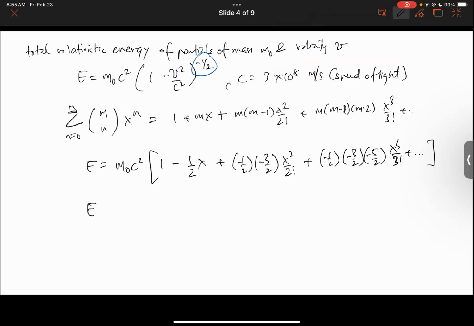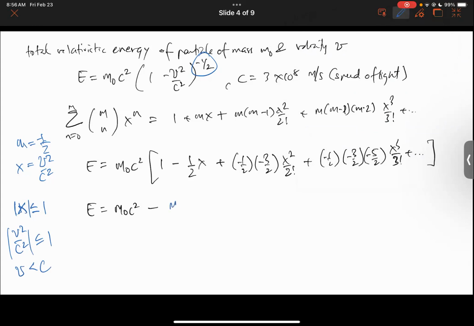Okay, so you can write m naught c squared, minus, ano ba yung x dito? Ang m is negative 1/2 at ang x natin is v squared over c squared. Okay, and does it satisfy yung condition? Remember na ang condition is absolute value ng x must be less than or equal to 1, which means na yung absolute value ng v squared over c squared must be less than or equal to 1. Which satisfies itong condition na ito kasi yung v, velocity ng particle, is always less than c, kasi yung c, speed of light, is the maximum velocity of a particle. So we can use yung binomial theorem dito.